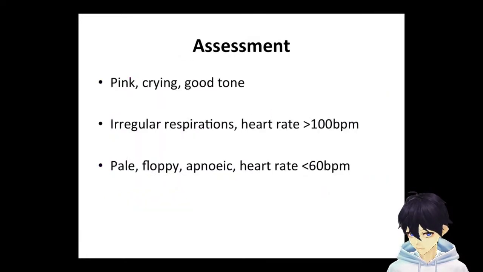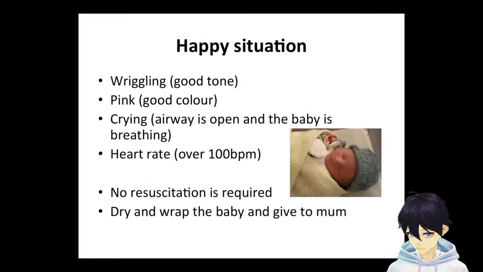And then you come out with 3 categories really. The baby is either pink, crying with good tone, and therefore you do nothing other than dry and wrap the baby. The baby might have some irregular respirations, but have a good heart rate, and therefore you just need to help the breathing. Or the baby may be in a very bad way, being pale, floppy, no breathing, and a low heart rate. So a good situation would be as in this baby, was wriggling, so good tone, was pink, crying with a heart rate over 100.